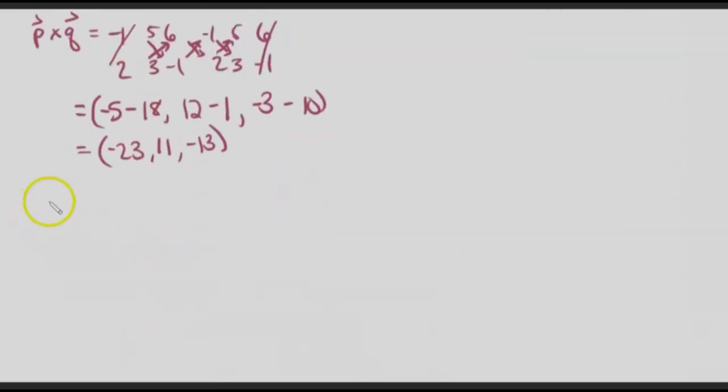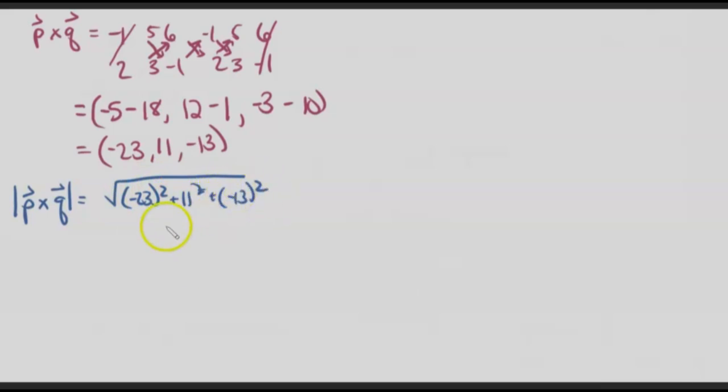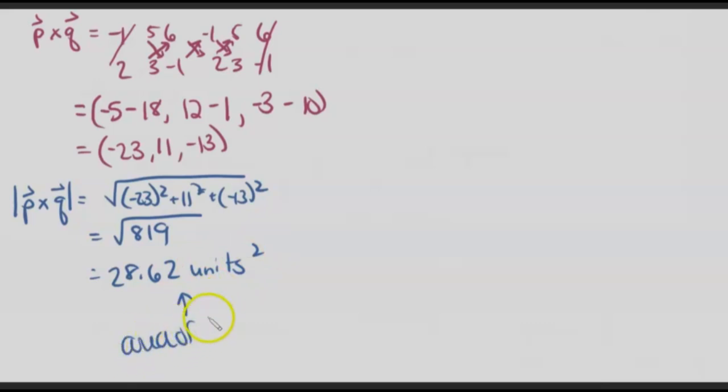Now we want to find the magnitude of vector P cross vector Q. So we go -23 squared plus 11 squared plus -13 squared, and when we put that into our calculators, we get root 819, which is approximately 28.62 units squared. That's going to be the area of the parallelogram.